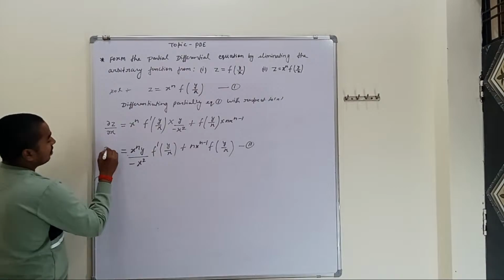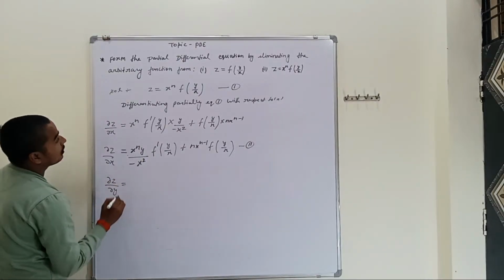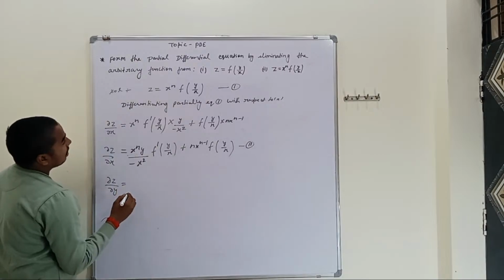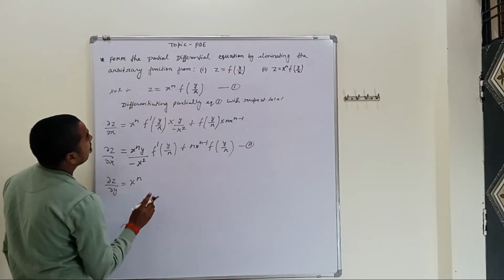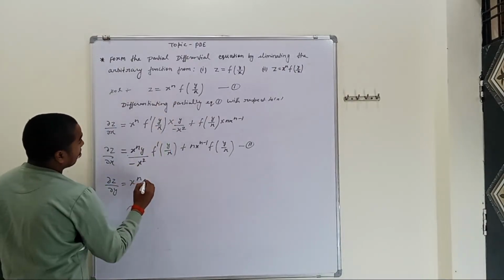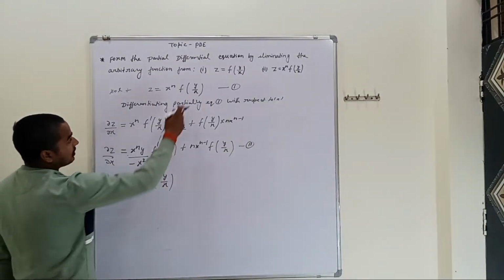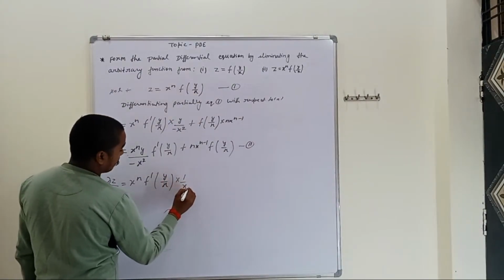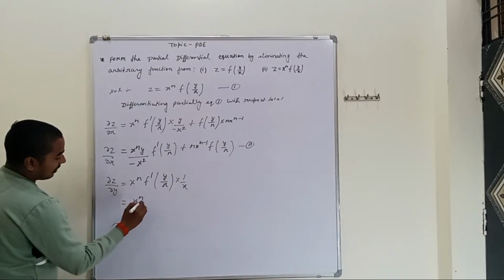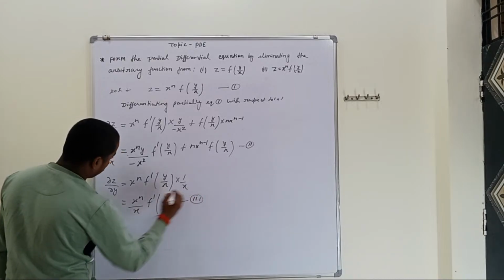Differentiating equation 1 partially with respect to y, that is del z upon del y, x to the power n is constant, f dash of y by x and partially differentiating y by x gives 1 by x. So del z upon del y is equal to x to the power n upon x times f dash of y by x. This is equation 3.